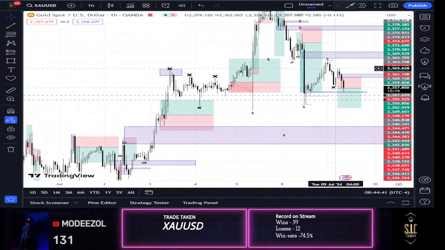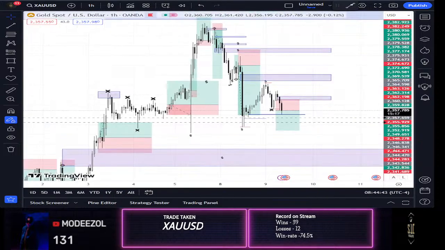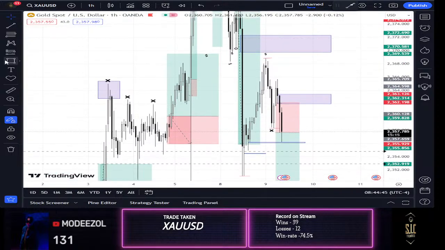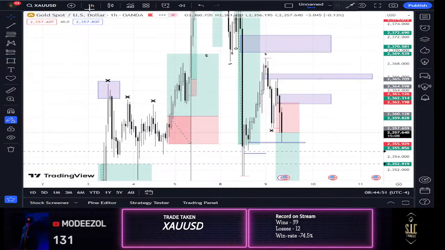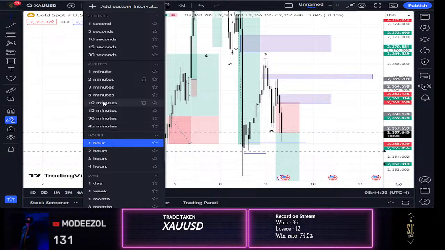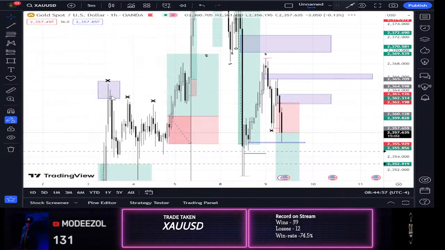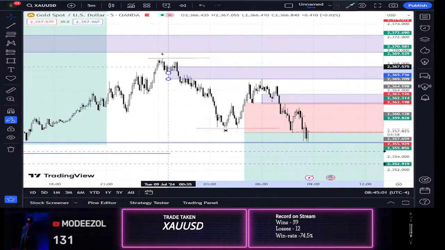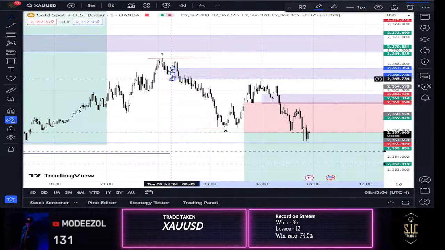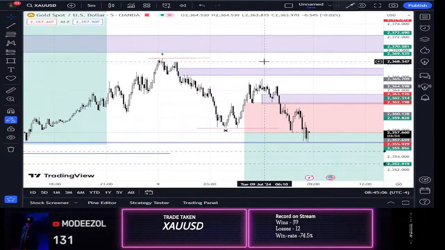We'll keep it. I mean, I'm recognizing that there's still a gap above here on the 1 hour. Now let me see how that looks on the 5 minute. Let's tighten it up. Let's tighten it up.